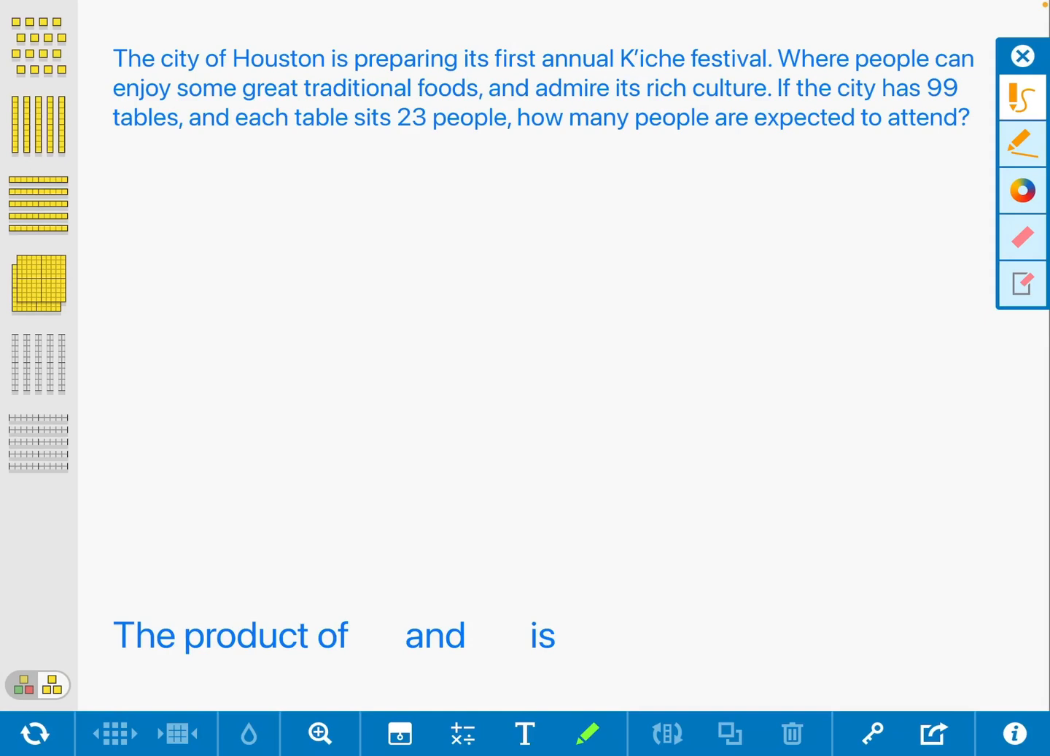The sentence stem goes as follows. The product of blank and blank is blank.